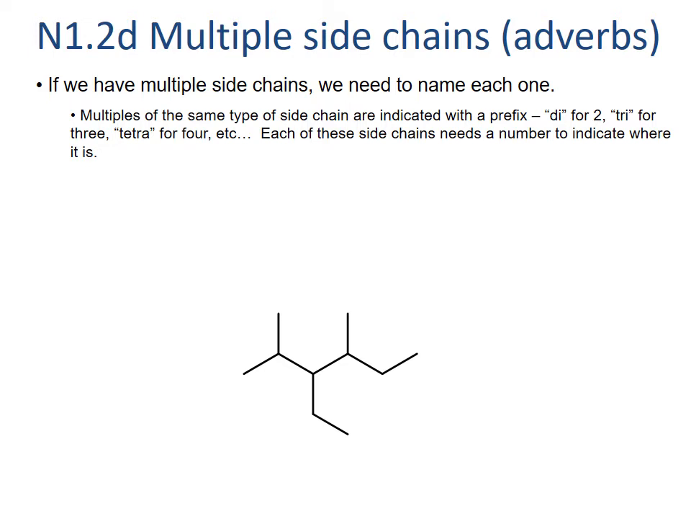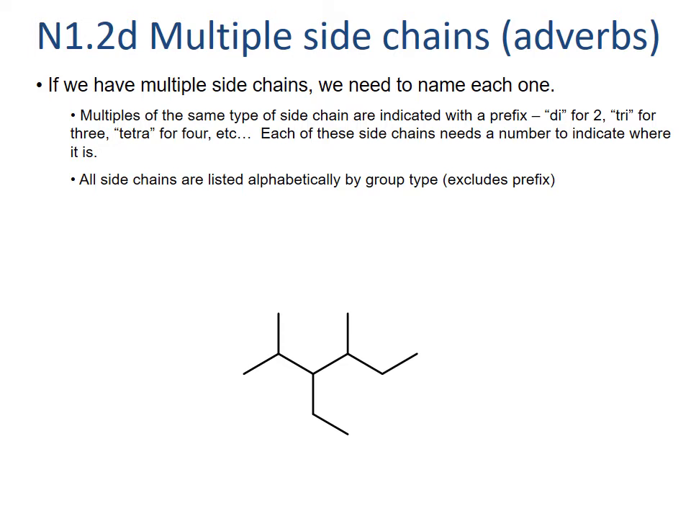Every group comes with a locator number as well. These side chains are listed alphabetically by the name of the side chain, not the prefix, and definitely not the locator numbers. So if there's a di, the di isn't included in the alphabetical order.